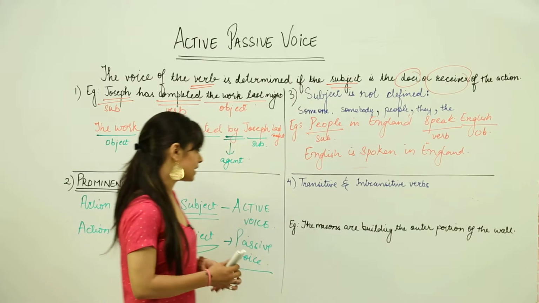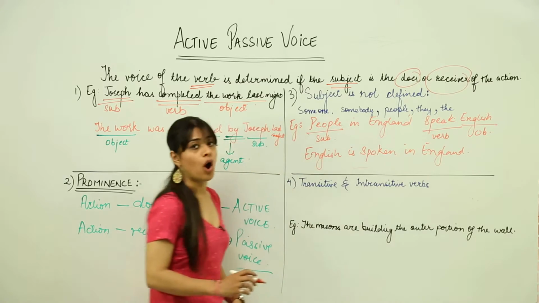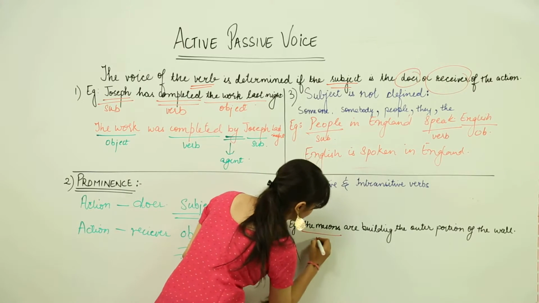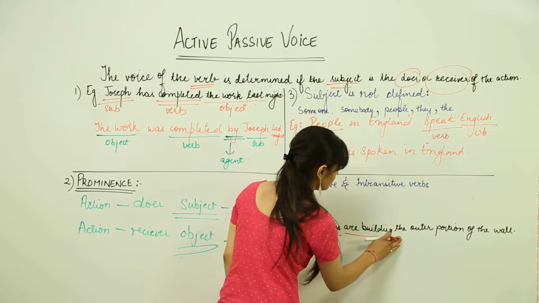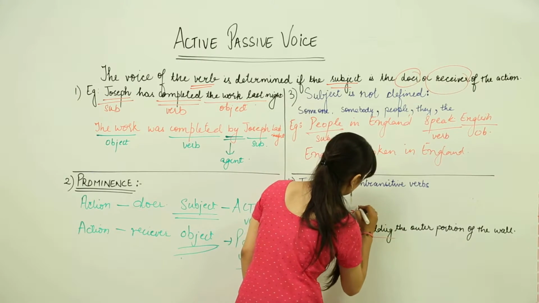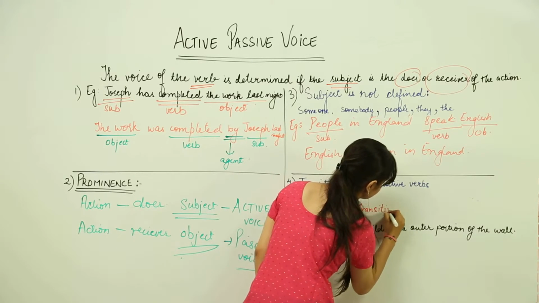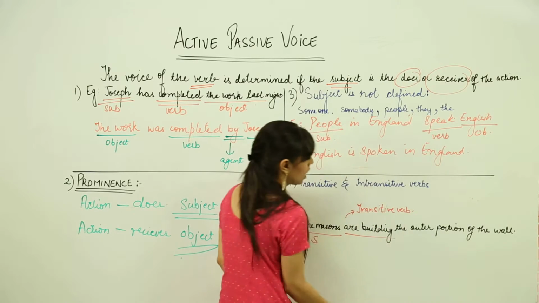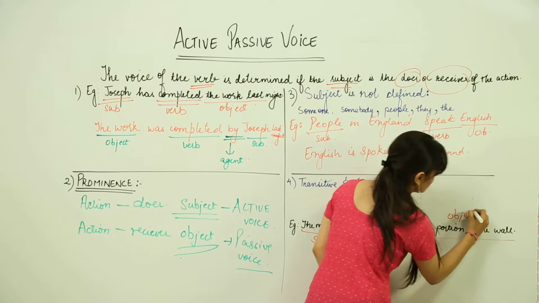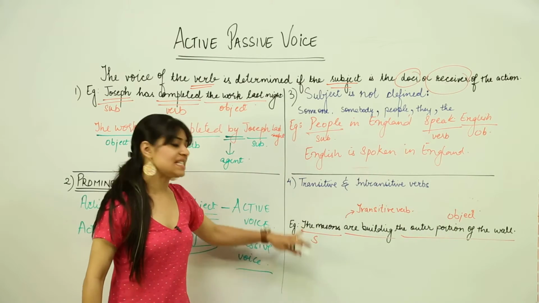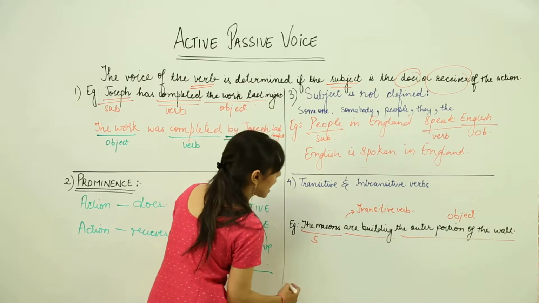For example, let's see this. The masons are building the outer portion of the wall. Now the masons is the subject, are building is a transitive verb. The outer portion of the wall is the object. So this being in an active voice can be converted to passive voice. Let's see how.